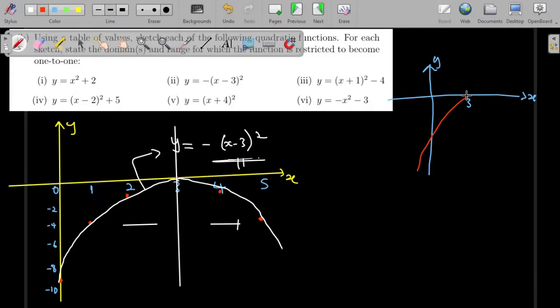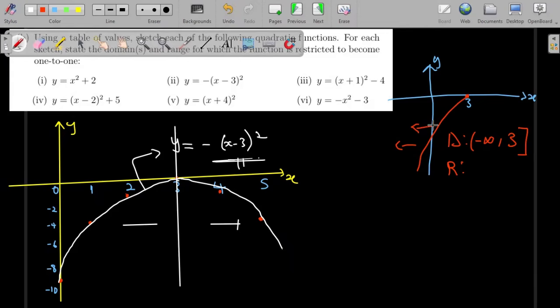Let's state the domain here. The domain for this part: as this graph goes down here, it's also moving towards the left. Wherever it's going there, it will approach minus infinity. So it's coming from minus infinity, all the way to 3.